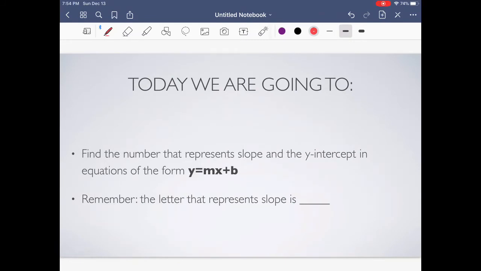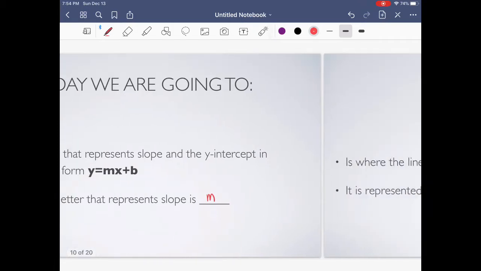So today we are going to find the number that represents slope and the y-intercept in the equation of the form y equals mx plus b. Remember, we already know the letter that represents slope is m. From this slide on, you need to go ahead and start taking notes. So make sure you are writing in your notebook and labeling it with the appropriate page number based on Miss Bofiche's notebook or my notebook.